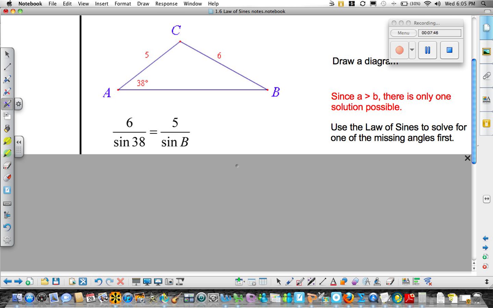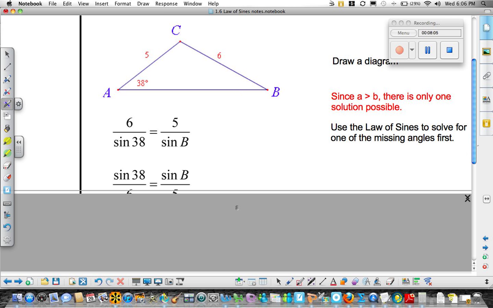Since I know this side and this angle, I can say 6 over the sine of 38 is equal to this side divided by this angle, or 5 over the sine of B. So we're going to use this to help me find angle B. But wait a minute. Remember there was that alternate version of the law of sines that we could use?